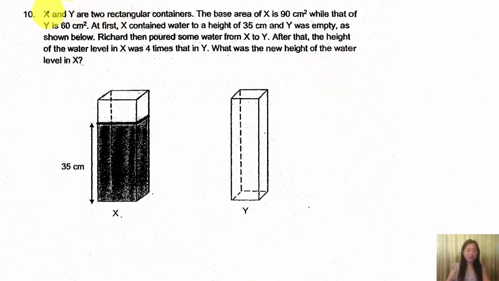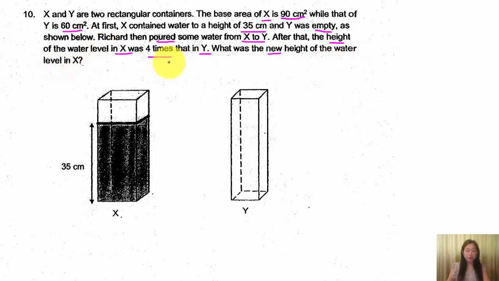Question 10. X and Y are two rectangular containers. The base area of X is 90 cm square, while that of Y is 60 cm square. At first, X contained water to a height of 35 cm and Y was empty, as shown below. Richard then poured some water from X to Y. After that, the height of the water in X was 4 times that in Y. What was the new height of the water level in X?